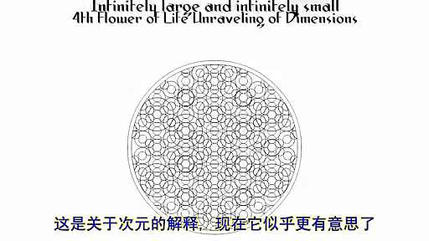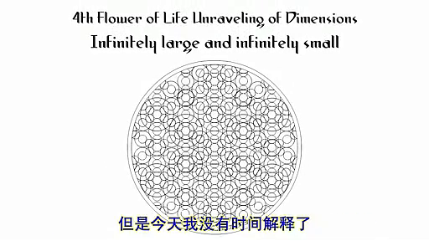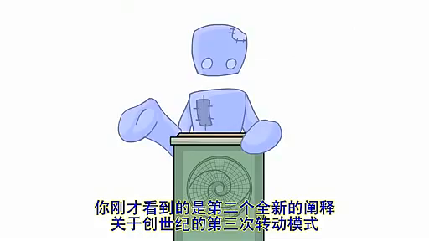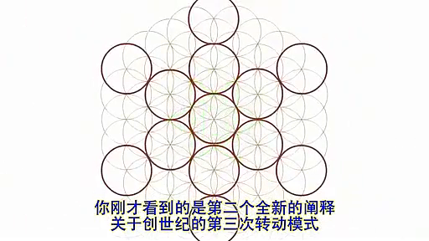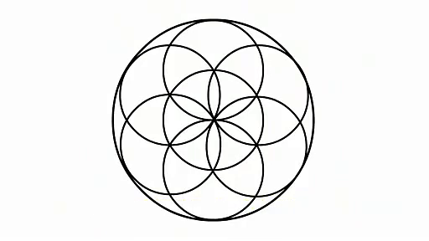This is the unraveling of dimensions, so it makes a little more sense now, but I won't have time to show you anything more today. So what you just saw was the second unraveling from the third rotational pattern of Genesis, the geometry at the heart of creation.